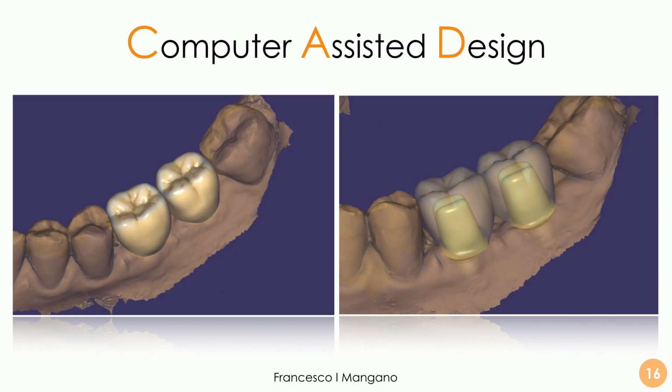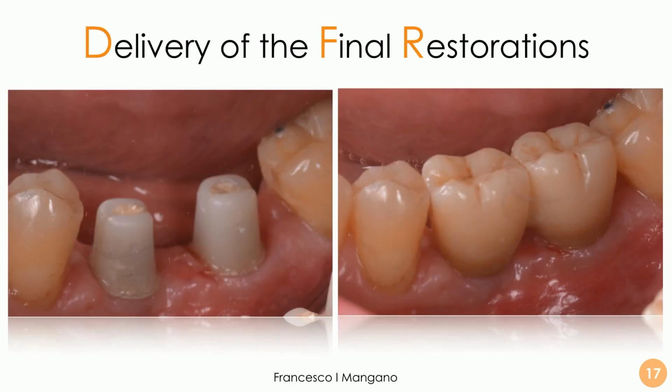And as you can see with the photorealistic rendering, the technician can take care of everything, basically the support, the emergence profile on the individual hybrid abutment. Individual hybrid abutment is an abutment in zirconia that is milled and then cemented extraorally on a titanium base, selected for the case. And here is the delivery of the individual hybrid abutment, because we love the cemented way. We love to cement our restoration over this individual hybrid abutment.